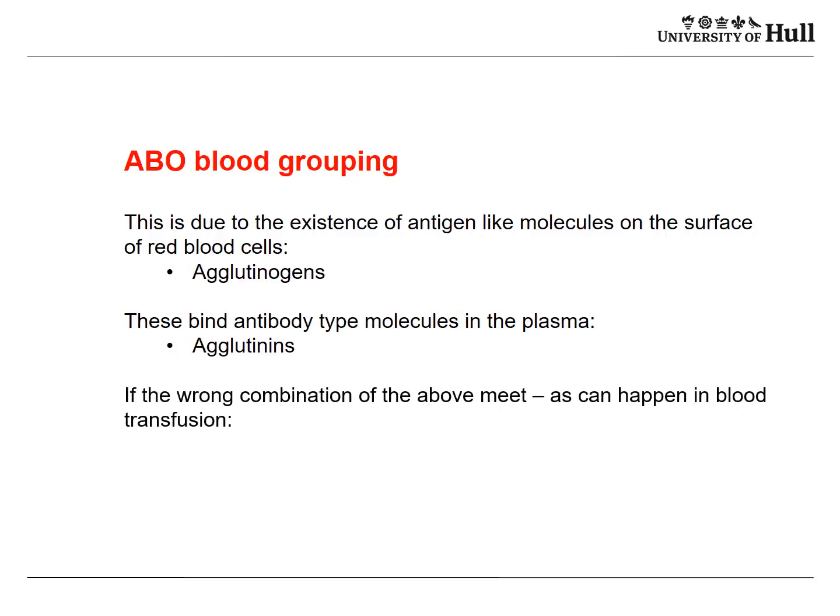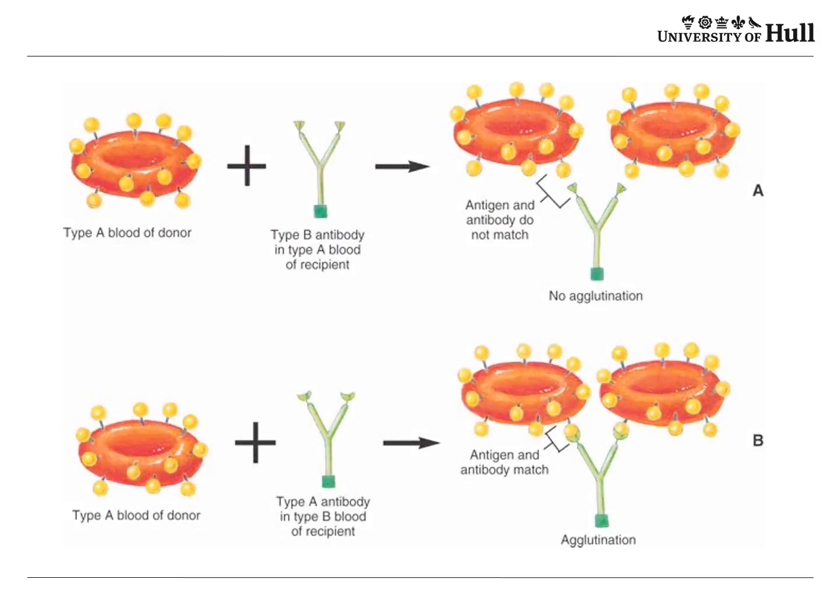So if the wrong combination of the above meet, as can happen in blood transfusion, you get agglutination, clumping of the red blood cells. This is very dangerous and can lead to death. So at the top, if a type A blood donor meets a type B antibody, then there's no agglutination, everything's okay. However, if we mix type A blood with type A antibody from a type B blood donor, you will get agglutination as shown at the bottom.